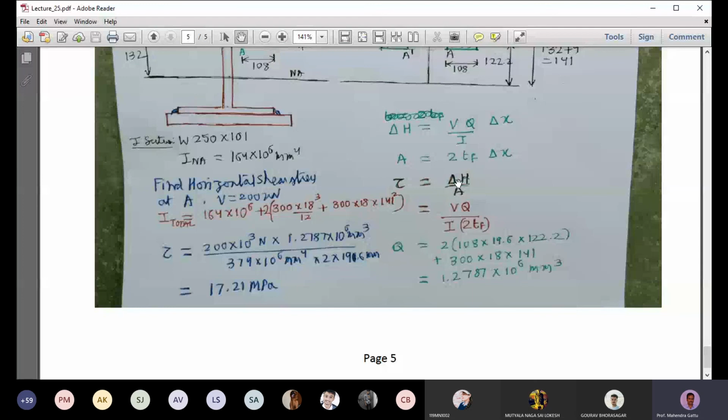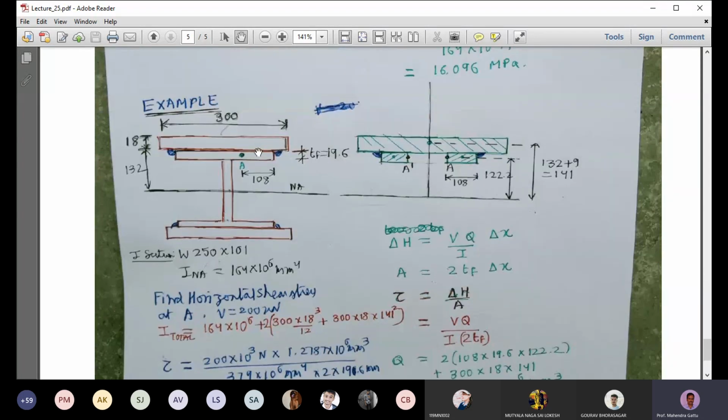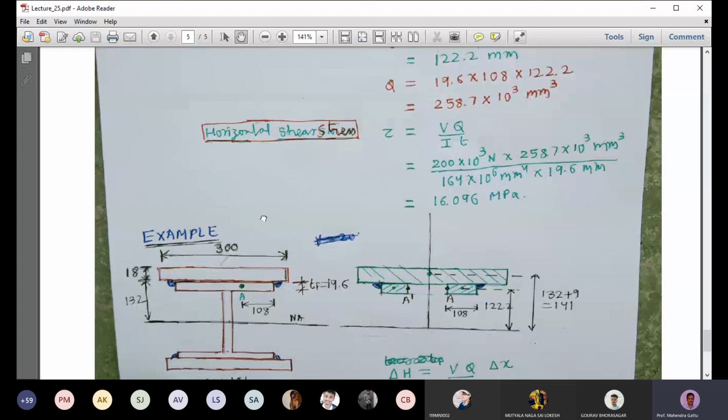Then we can substitute in this formula: 200 into 10 power 3, the Q value is this one, and for the I value, summing up, we get 379 into 10 power 6. And 2 TF will be 2 into 19.6. So we get 17.21 megapascal. It seems that the shear stress is increasing at that point because we have supplied the plates at the top and the bottom of the I section. So this is regarding it.